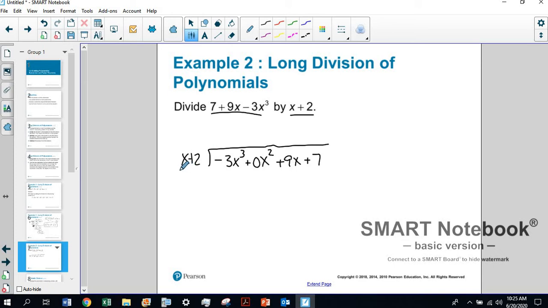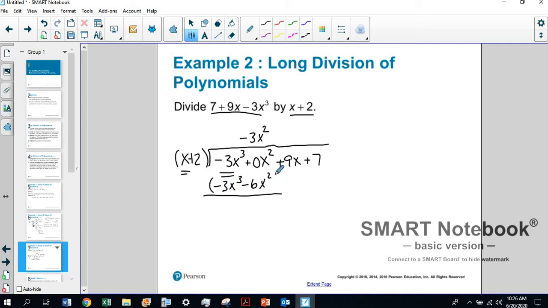All right, so what do we need to multiply x by to get negative 3x cubed? We need a negative 3x squared. Take this and distribute. You get negative 3x cubed, but remember I've got to distribute around the whole thing, and then I get a negative 6x squared. This is why it's important to have the 0x squared here, so that you've got a column for this.